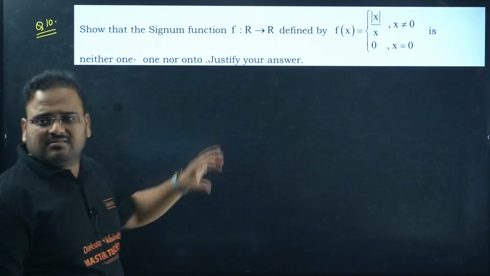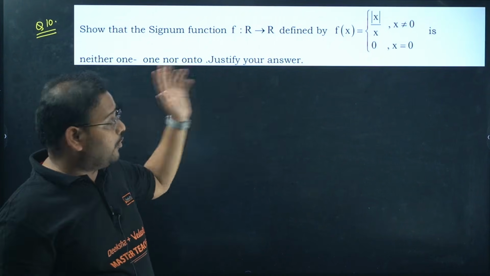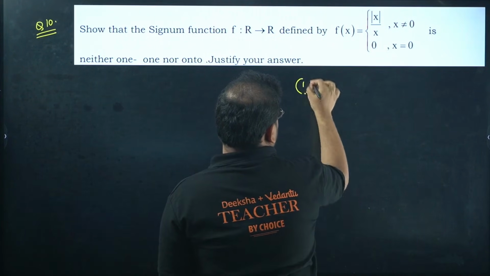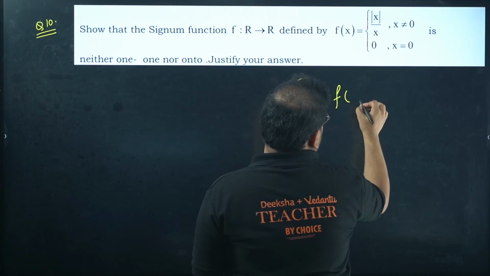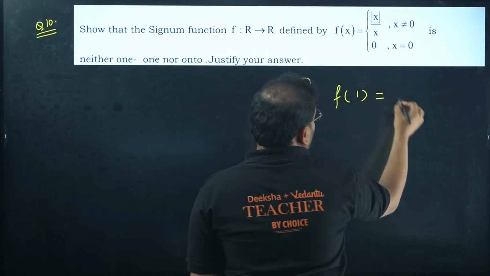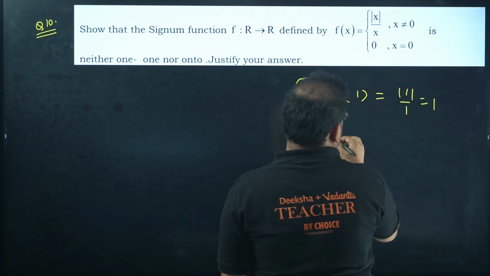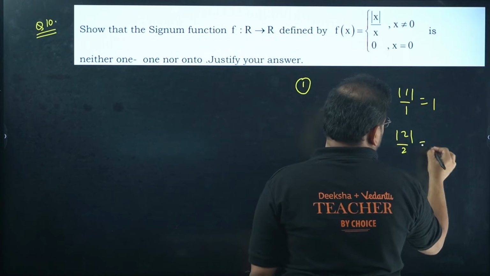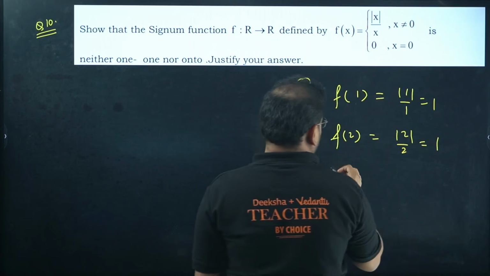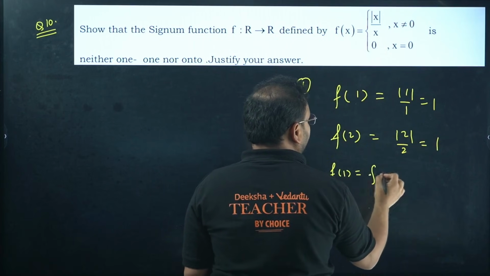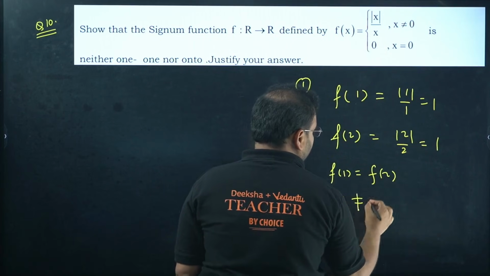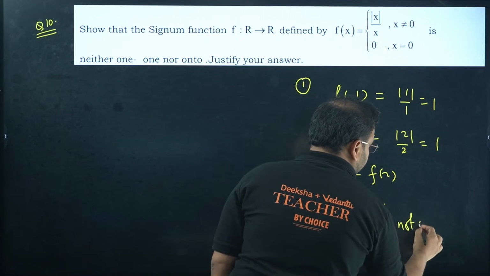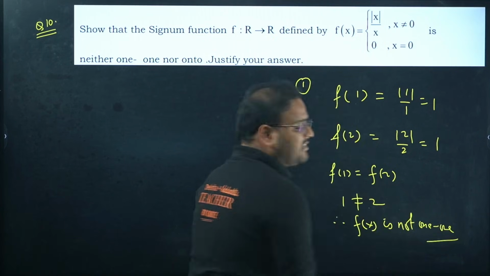So the signum function, is it one-one, onto or not? We'll see. Of course, it's not going to be one-one. So let's find from the first category of one-one. Let's find f of 1. The value is going to be mod of 1 upon 1, which is 1. Let's find f of 2. You'll have mod of 2 upon 2. The answer will be what? Again 1. So f of 1 is equal to f of 2, but 1 is not equal to 2. Therefore, f(x) is not one-one.